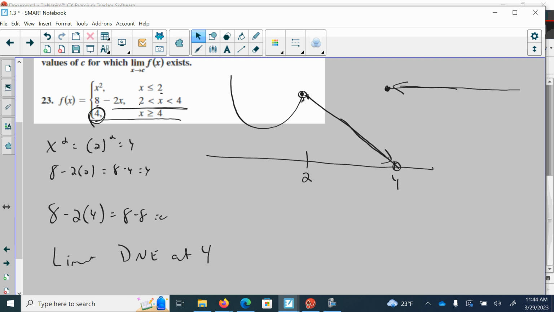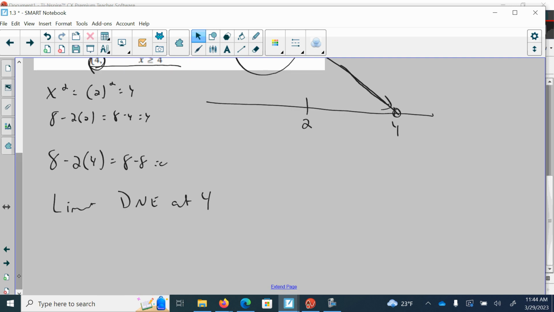You can graph this on the calculator? Yes. You graph that. Yes. Say it again. So the limit is what a drop approaches.